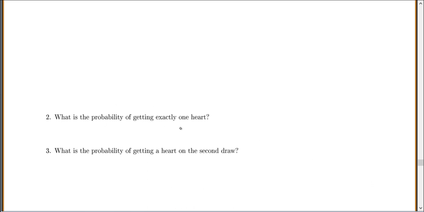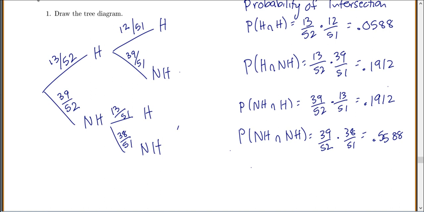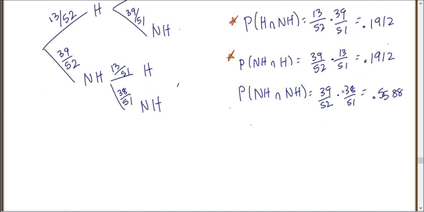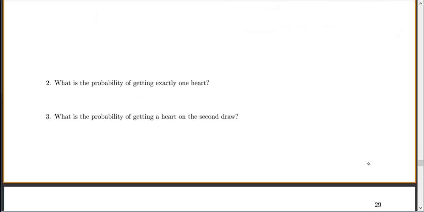So what is the probability of getting exactly one heart? If you want to get exactly one heart, you go through and you say, which ones have one heart? This one has two hearts, this one has one heart, and this one has one heart. So these two combinations each have one heart. So we could do 0.1912 plus 0.1912, which gives me 0.3824.